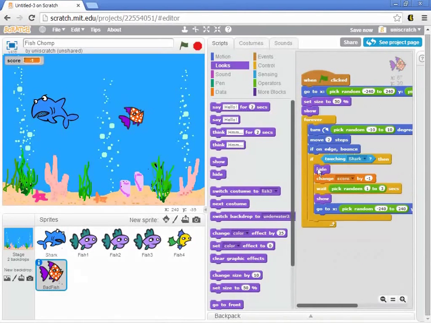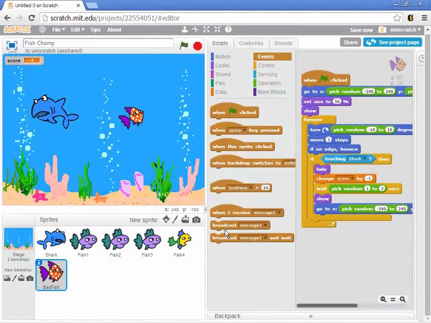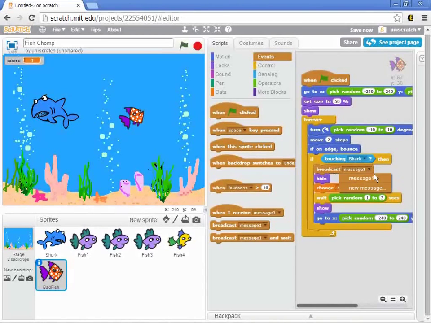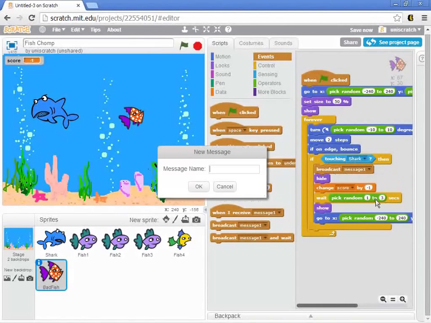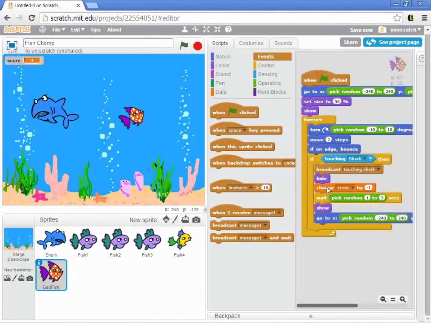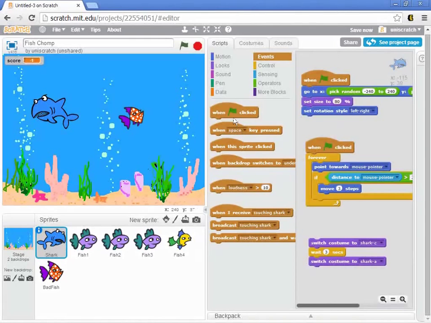So we have the bad fish saying, hey, if you're touching the shark, then hide, change the score, and so on. But I want you to signal the shark that you, in fact, just touched the shark. And so what I'm going to do is to broadcast a message. We've looked at broadcast before. We want to make a new message called touching shark. So he's going to broadcast touching shark and then hide and change the score. And in the meantime now, the shark can just say, when I get the signal that we're touching, I want to get sick. Now you'll see that this is a much better way to do it.